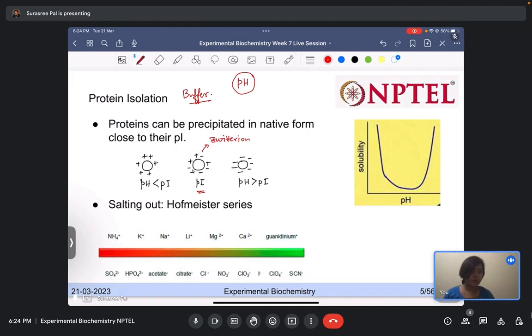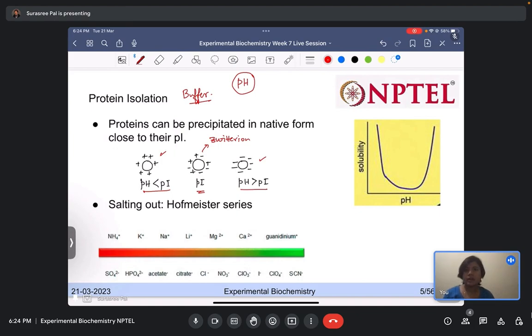Now we also know that when the pH is less than pI, then the protein becomes positively charged, and when the pH is greater than pI, then the protein becomes negatively charged. And in the week 5 live session, we were discussing the chromatographic techniques, and we had talked about ion exchange chromatography.